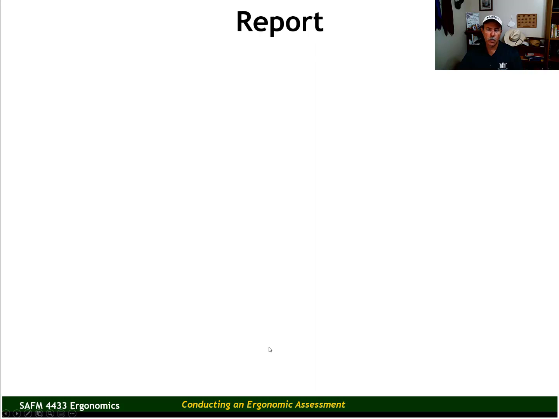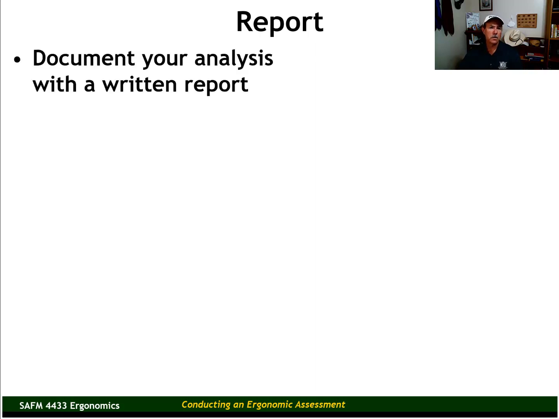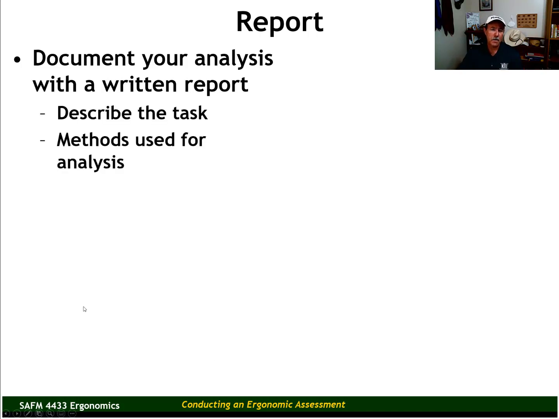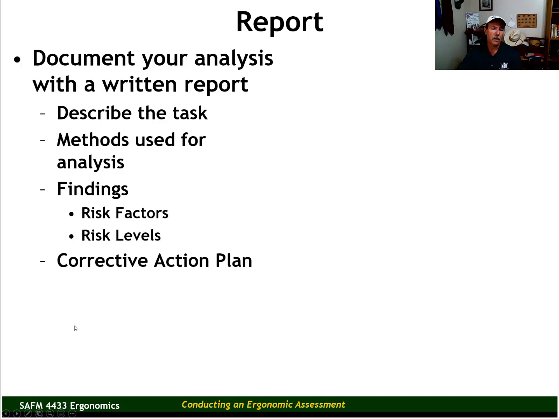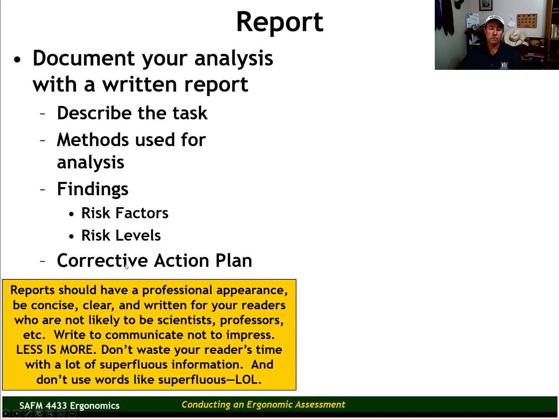After we've done our analysis, we've come to some conclusions. We're going to prepare documentation in the form of a written report. It's going to describe the task, the methods that we use for analysis, and our findings, which would include the risk factors and the risk levels. Our corrective action recommendations are also, I would say, the most important part of the plan: our recommendations to make the workplace safer. There's not one format for the report.